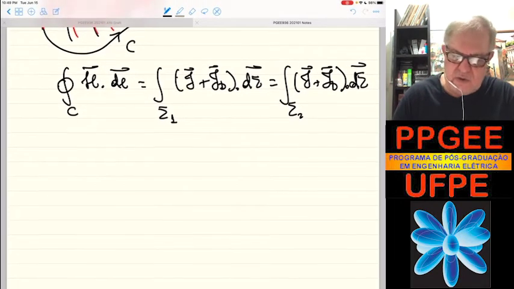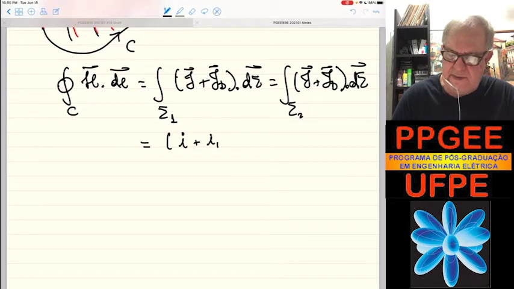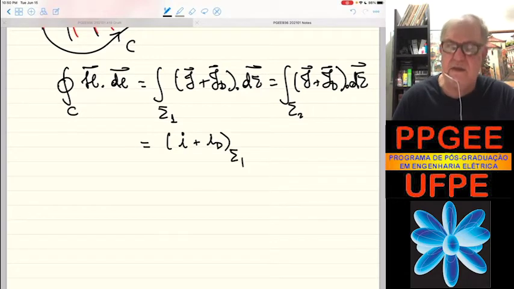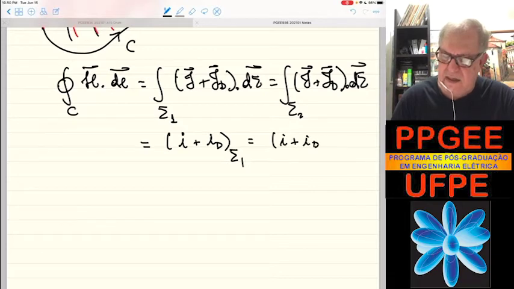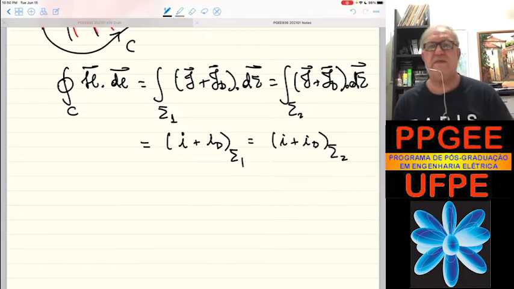So it means that it equals the... I'm going to call it like this: I plus I displacement through sigma 1, which must equal I plus displacement current through sigma 2. Must be the same result, right?